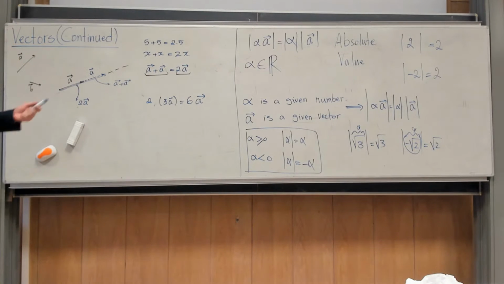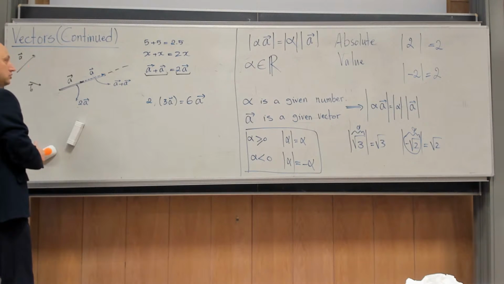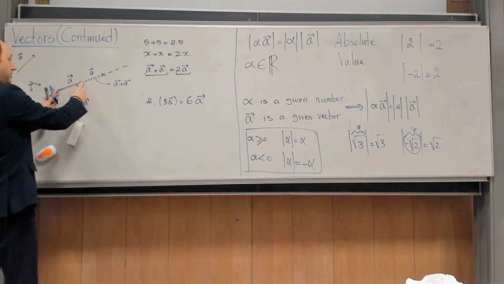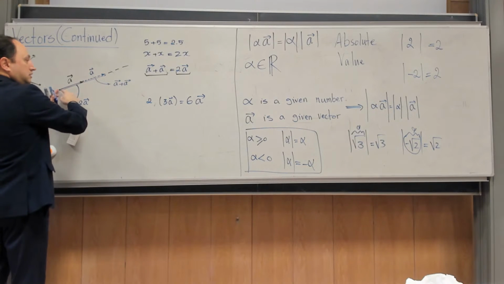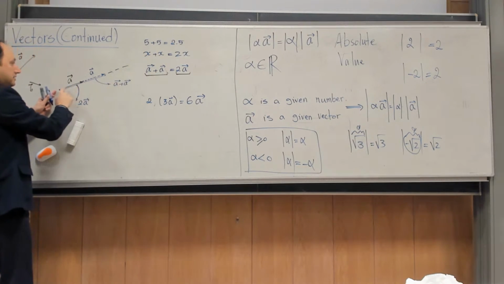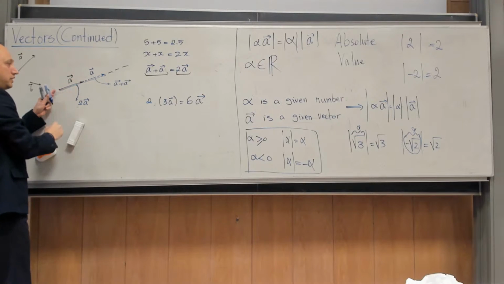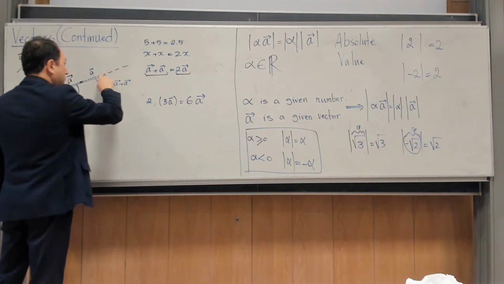But that is also possible. If I want to draw 6A, what should I do? I need to multiply the length of A by 6 times, and then keep the direction the same. So that would be a vector whose length is 6 times larger than this vector. And then what happens? Yes, the direction is the same.